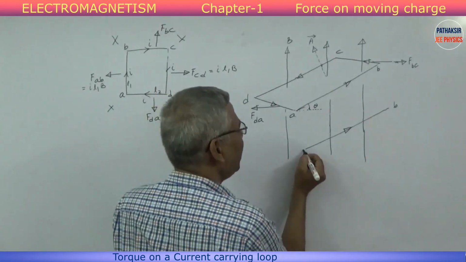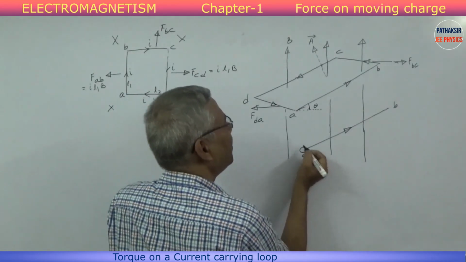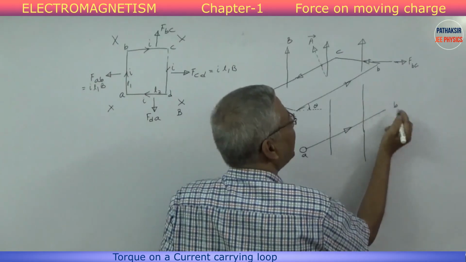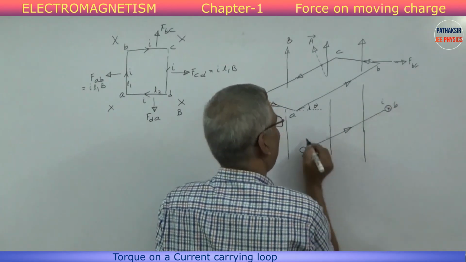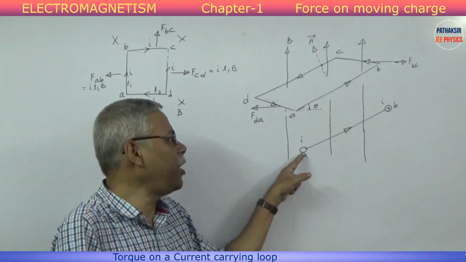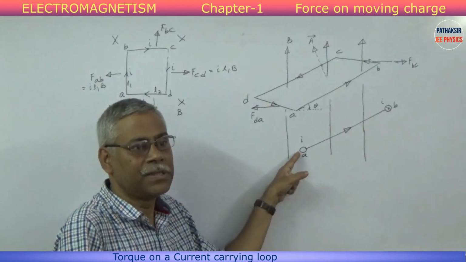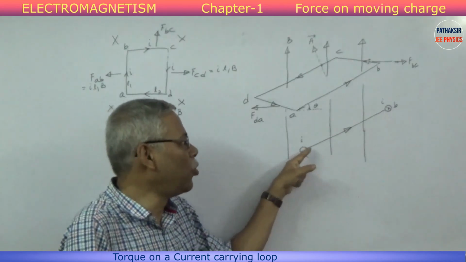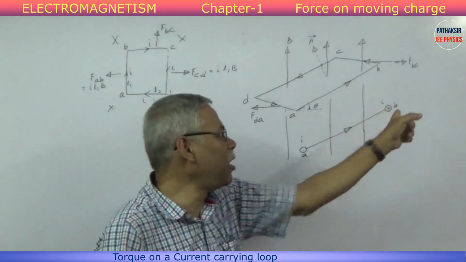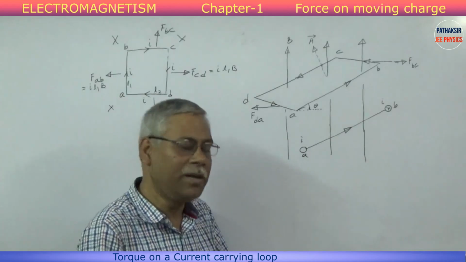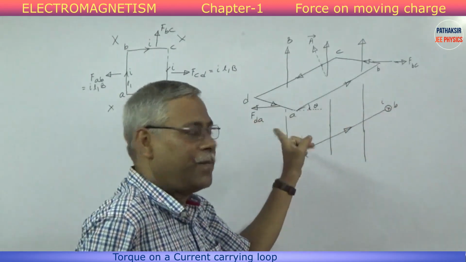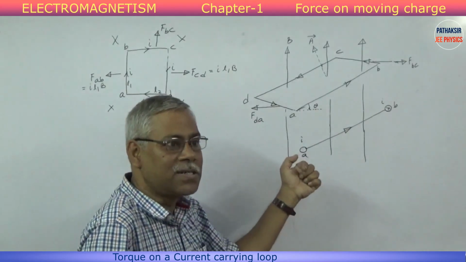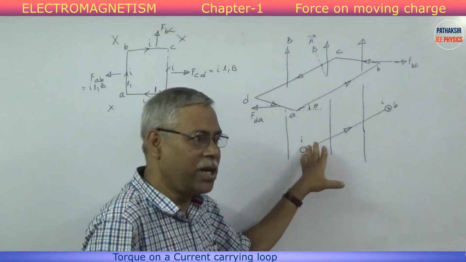So at this point the current will be represented by a dot, and here the current will be represented by a cross. At this point current is coming out, then going along AB. At the point B, it is again going in, flowing through the back of the board. Again at the point A, it is coming out. Is this drawing clear to all of you?